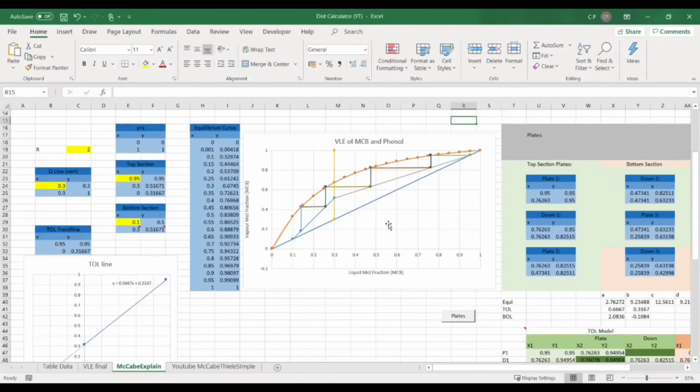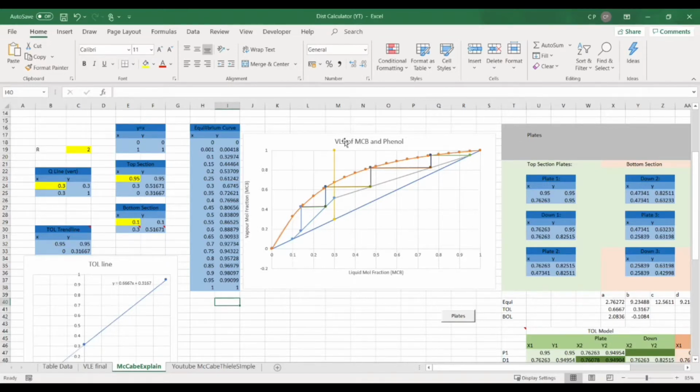Hi, so today we're just going to be talking through some McCabe Thiele diagrams, because I know they can be a little bit difficult to grasp if you've just gone across it in class really quickly. Just wondering what all the components are, what it's doing, why it's there.